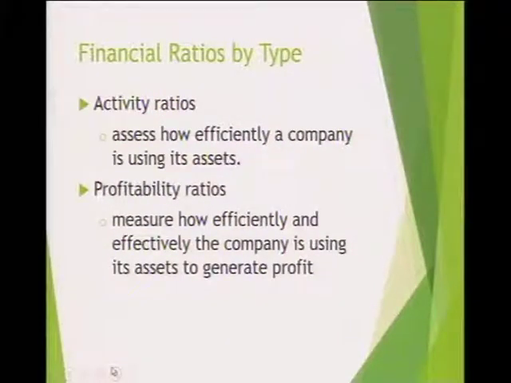There are also activity ratios, where the organization assesses how efficiently a company is using its assets. And then profitability ratios, where you measure how efficiently or effectively the company is using its assets to generate resources.